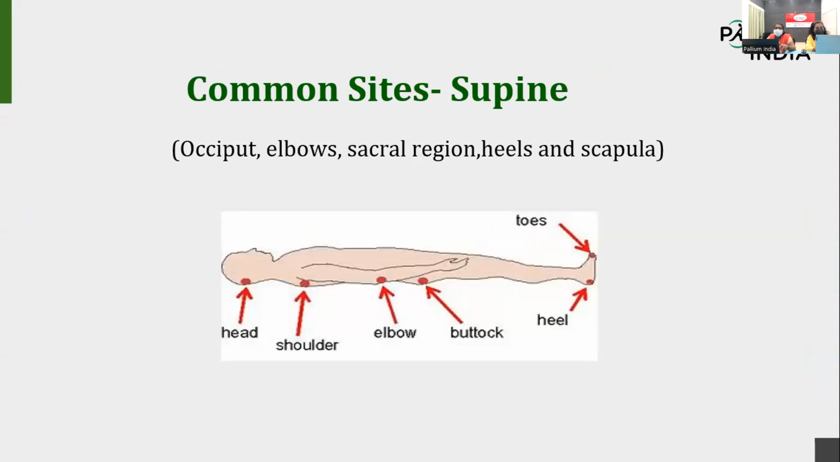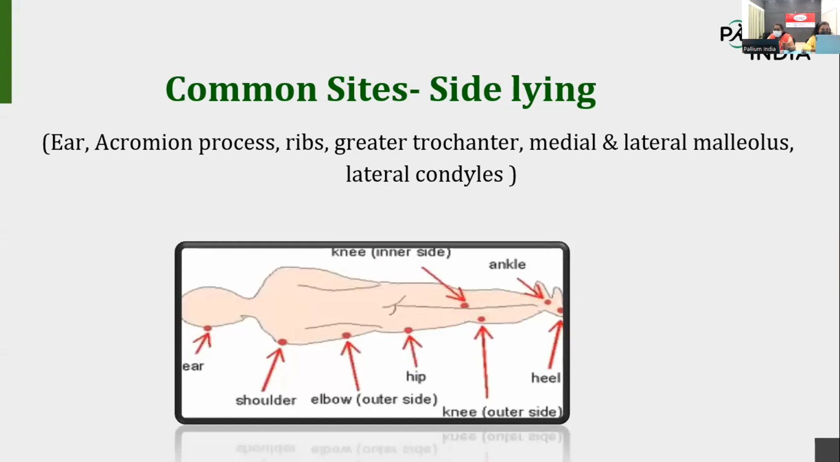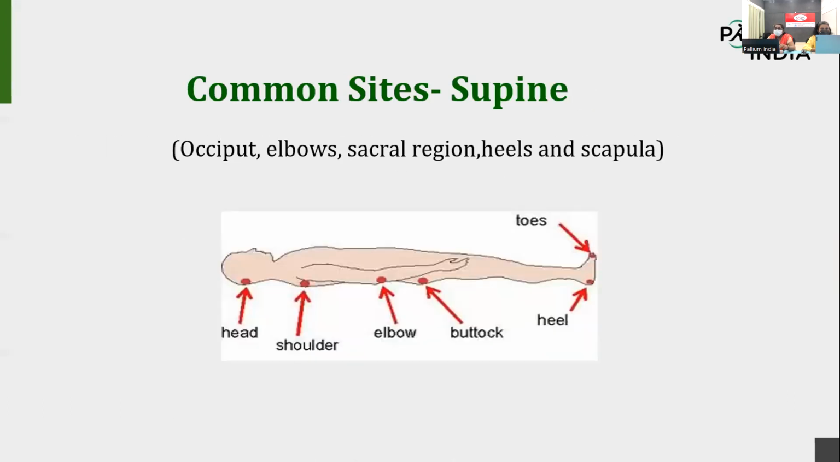Coming to the supine position, these are the red spotted areas. These are the major pressure point areas when the patient is lying in supine position: occiput, elbow, sacral region, heels, scapula, and toes. The reason I am telling you all these points is that whenever we turn the patient from supine to sideline position, you have to give special attention to those areas. Check whether there is any color change or any breakdown.